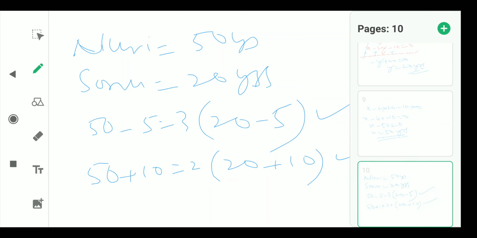Okay, next problem. What is the third? The third problem is: the sum of the digits of a two-digit number is 9. Also, 9 times this number is twice the number obtained by reversing the order of the digits. Find the number. Okay, so this is the third one.